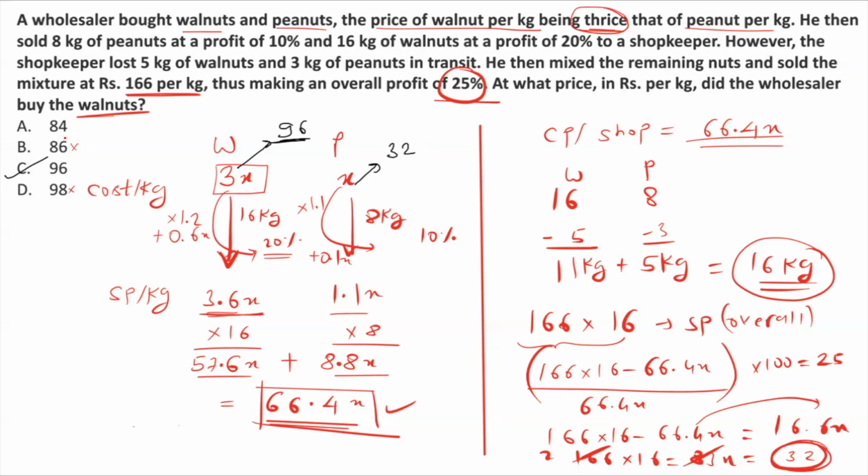Okay, the correct approach is the most methodical way out that we've discussed here, finding out the overall cost price, overall selling price, and that's how we get the answer. Option C, 96 rupees per kg.